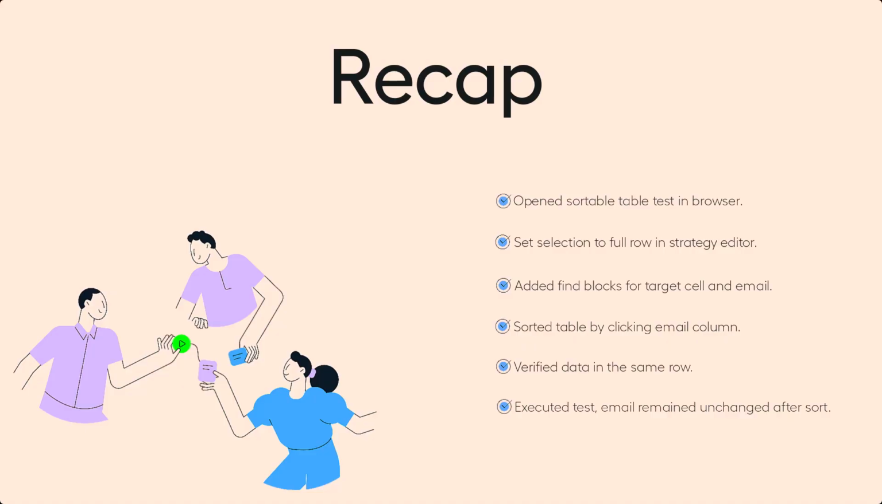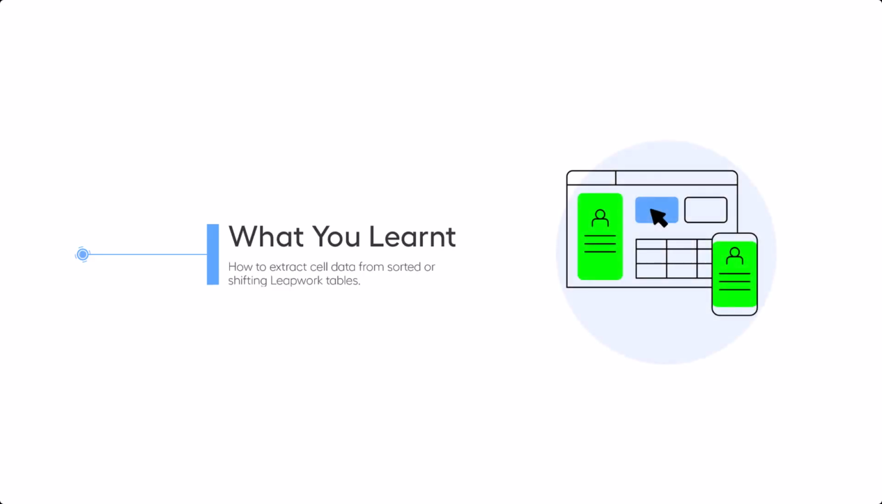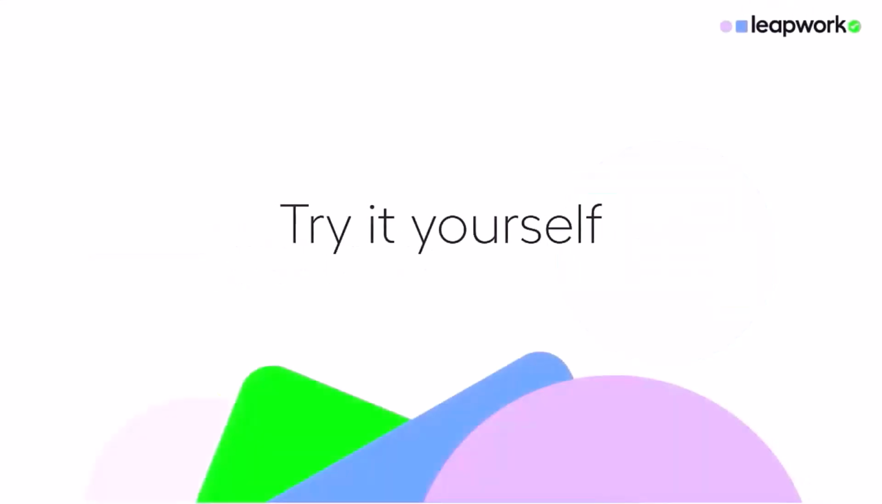The results showed that both email values, before and after sorting, were the same. This proved that our way of selecting the row was not affected by the sorting, and we still had the correct reference. This test is a great example of how you can reliably work with table data, even when the content shifts around. It shows that with the right locator strategy, your automation can stay solid even as the page layout changes. Give this exercise a try yourself and see how much faster your automation can be.